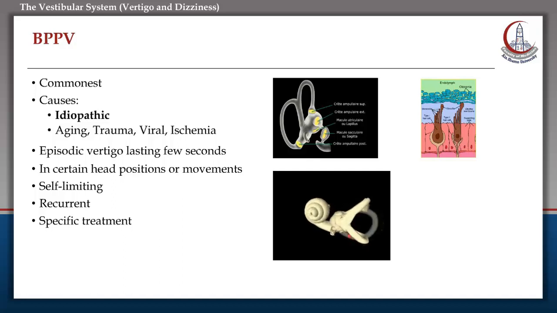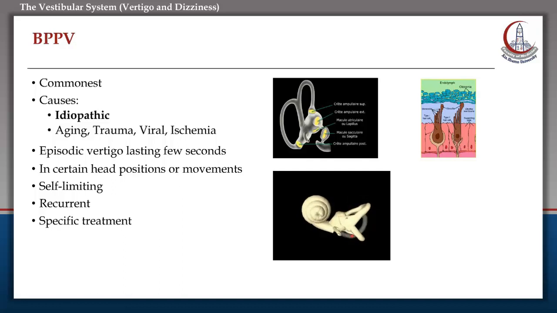Usually it occurs when we are sleeping on one side. This is one position. But if we put the head in the same position, even if we are not sleeping, for instance, looking upwards, looking downwards, getting something from the cupboard or getting something from the ground, you will have this abnormal position which will elicit this vertigo. This vertigo is caused by a very specific thing.